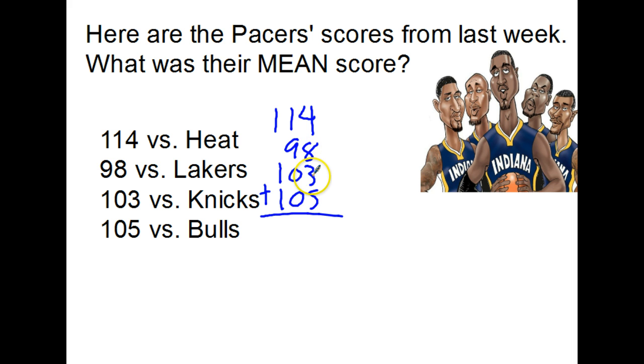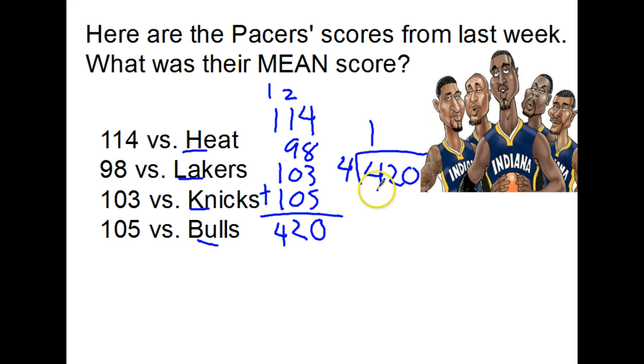4 plus 8 is 12, plus 3 is 15, plus 5 is 20, carry my 2. 3, 12, carry my 1. 1, 2, 3, 4. 420 points they scored last week. What do I need to divide it by? Well, they played 1, 2, 3, 4 teams, so they played 4 games, so I'm dividing by 4.